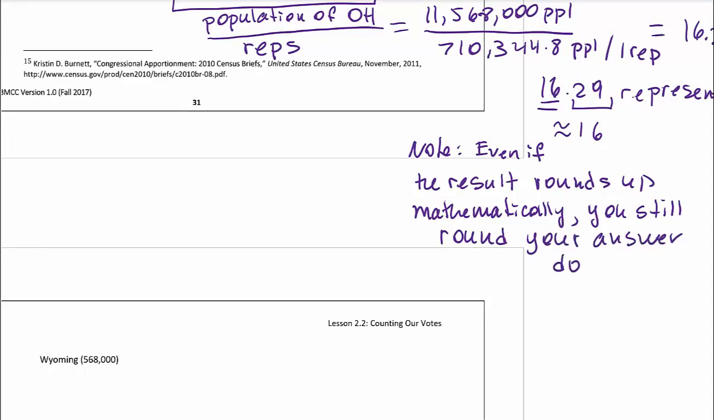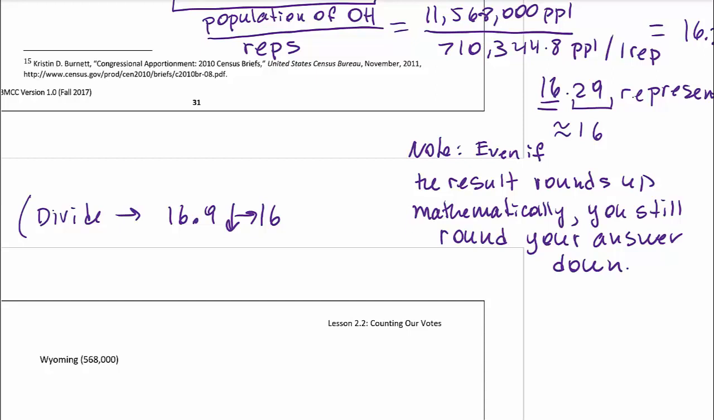So what that means, if you divide, let's say, just hypothetically, and you get a result like 16.9, even though mathematically it rounds up to 17, you're still going to round it to 16, because 0.9 is not sufficient to make it a full representative. You need more people to make it 17.